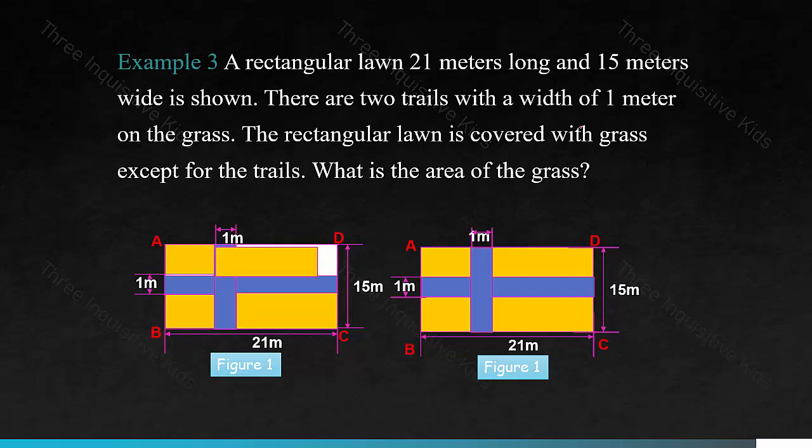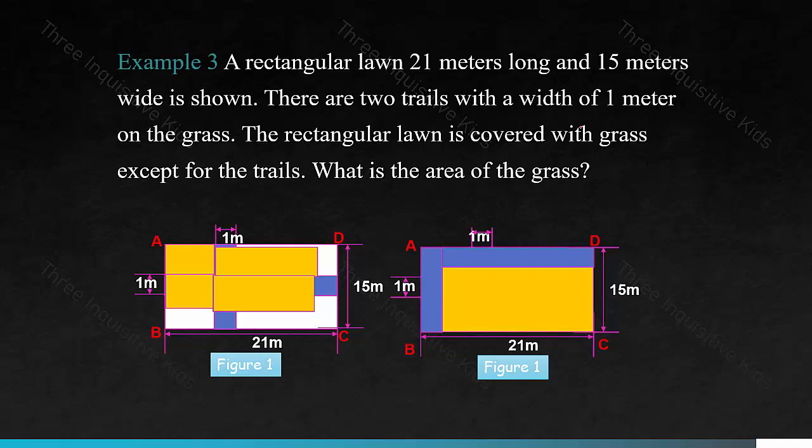In the first solution, we are moving all of the yellow parts together. All the yellow parts is the grass. In the second figure, we are moving all of the roads to the left and top. So we are left with a full chunk of rectangular grass.